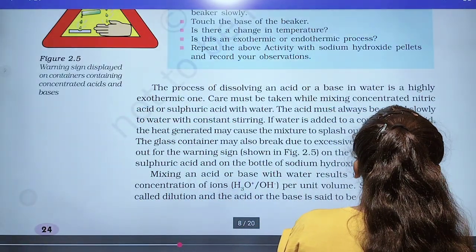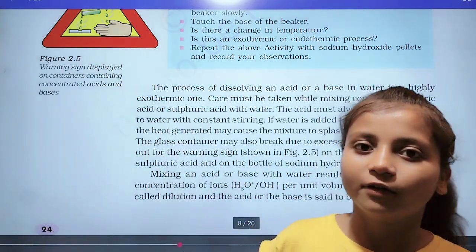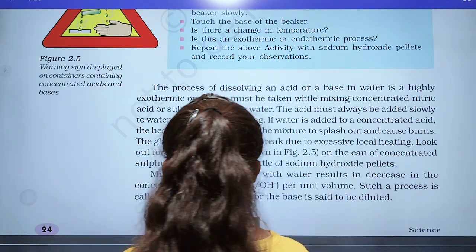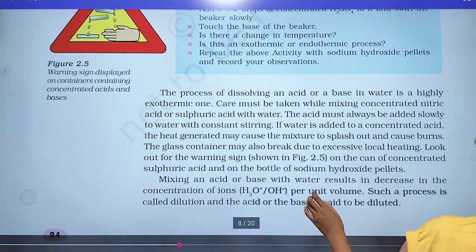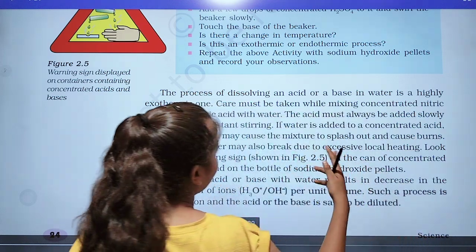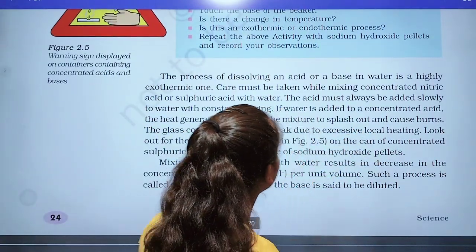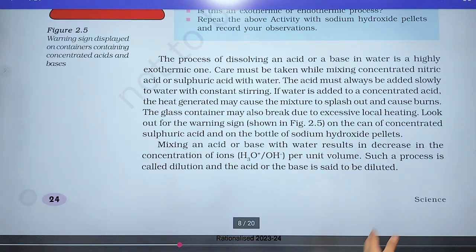Now the acid must always be added slowly to water with constant stirring. It means it should be added to water with constant stirring. Stirring means mixing. If water is added to the concentrated acid, the heat generated may cause the mixture to spurt out and cause burns. It means the heat generated may cause harm. The glass container may also break due to excessive local heating. It means due to heating, glass can also break.